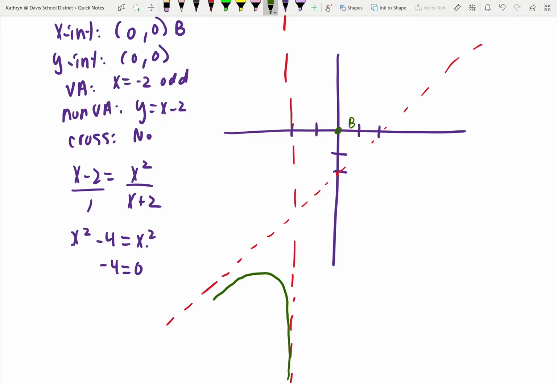Please don't do funny things like this. Do not swing away, okay? It does not go away from the asymptote. People also do stuff like this. They just go parallel to it, okay? Don't do that. So you just have to get closer and closer and closer, like this, okay?